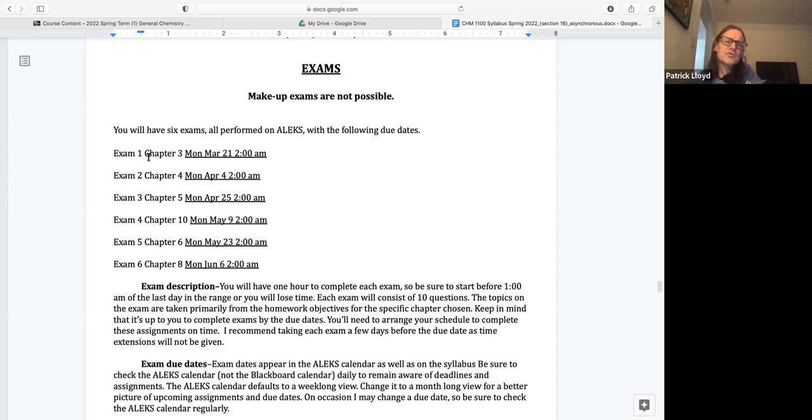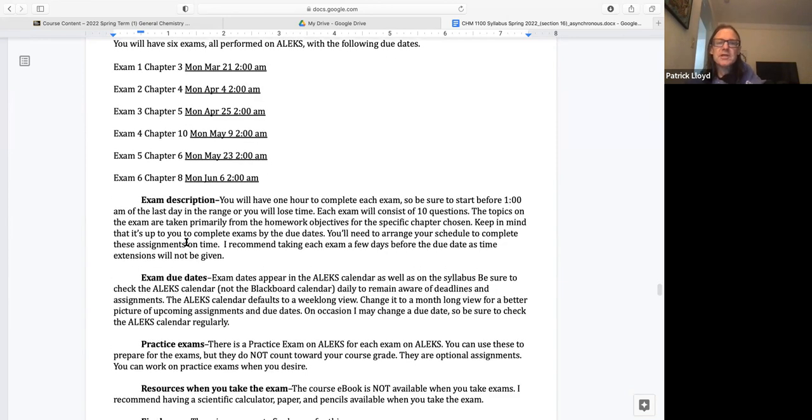The first one is chapter 3, Monday, March 21st at 2 a.m. That is the deadline, and it's an exam on chapter 3. The second exam, Monday, April 4th is the deadline. You can do them early. That's chapter 4, the second exam. There are 6 exams. Each exam has 10 questions. You have an hour to do it.